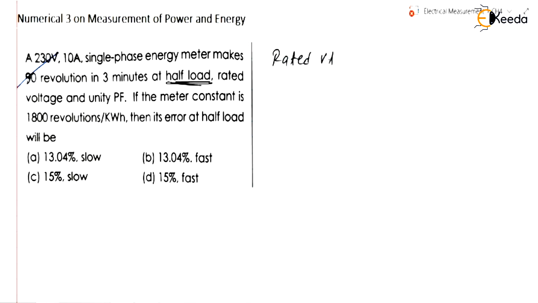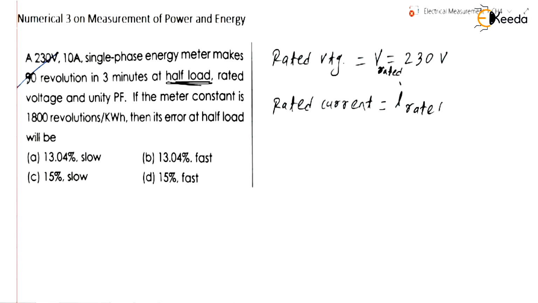Rated voltage of the meter, let us consider, is V rated equal to 230 volt. Next, rated current, which is nothing but the full load, so I rated is equal to 10 ampere.